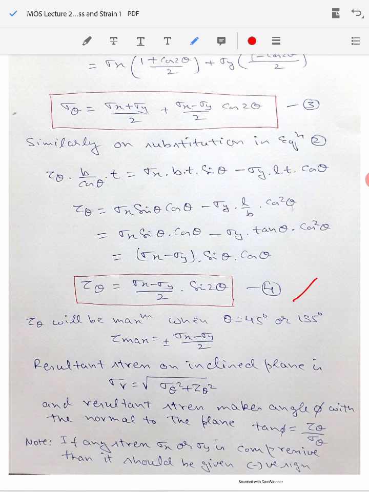Similarly, the formula here will also change. There will be a negative sign coming over here and a positive sign coming over here accordingly, in case sigma y is compressive and sigma x is tensile in nature. So that we need to remember.